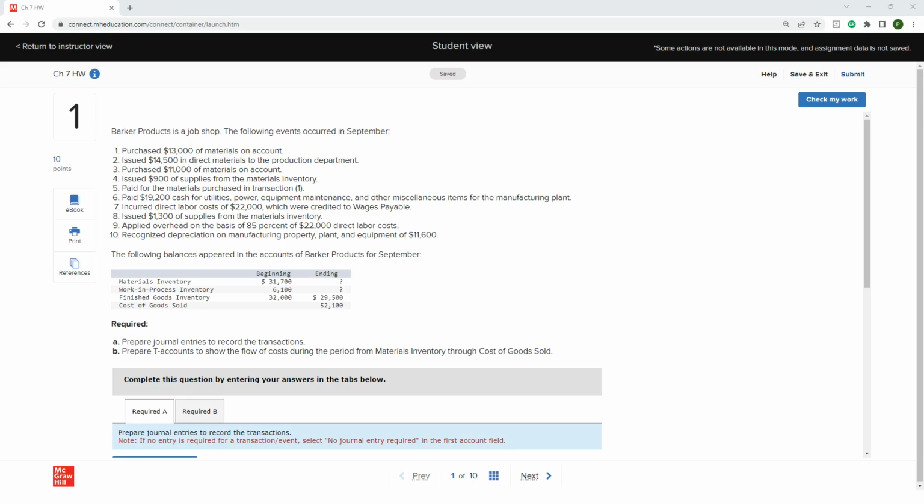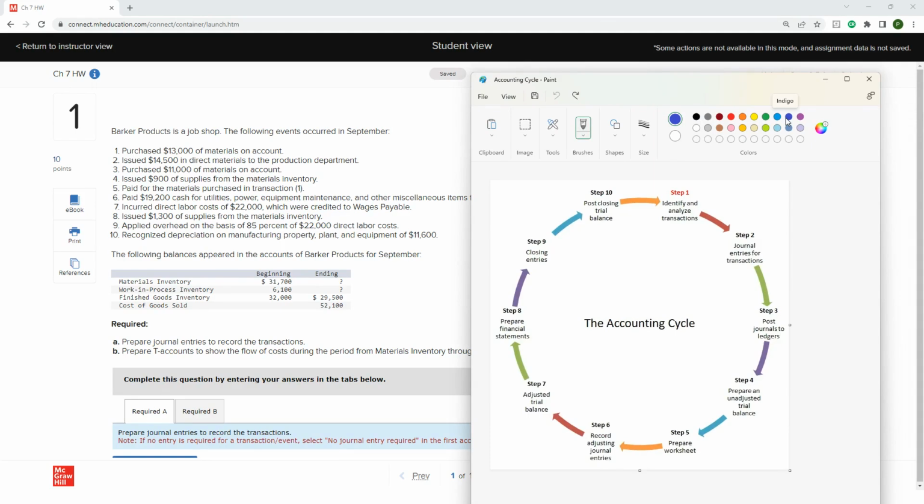Chapter 7 Homework. Before we dive into question 1, I'd like to review the accounting cycle. By now, all of you are familiar with the accounting cycle, but it helps to revisit it and refresh our brains as to what it is. There are a few different versions of the accounting cycle out there. Some of them just have 8 steps or 9 steps. This one is a 10-step cycle. They all have the same type of logic, but I think this 10-step one is the most comprehensive.